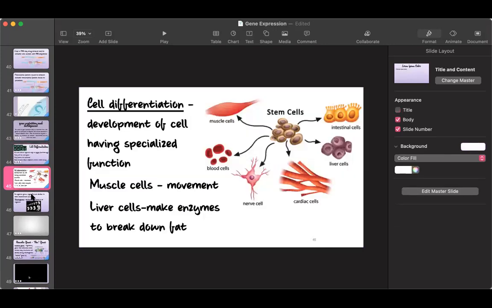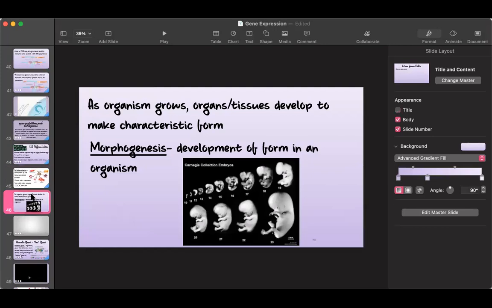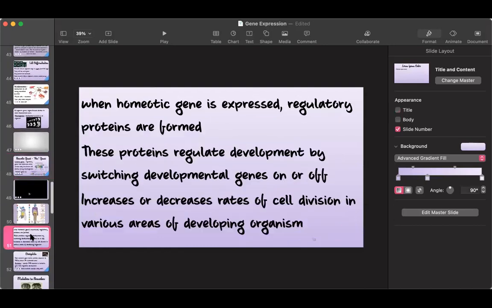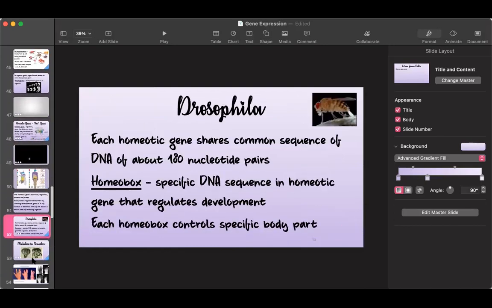We have morphogenesis, and the master controls of morphogenesis are called homeotic genes. These are the master genes of development, the blueprint for where everything goes. And then smaller sections of those are called homeoboxes, and each homeobox is responsible for a different body part.